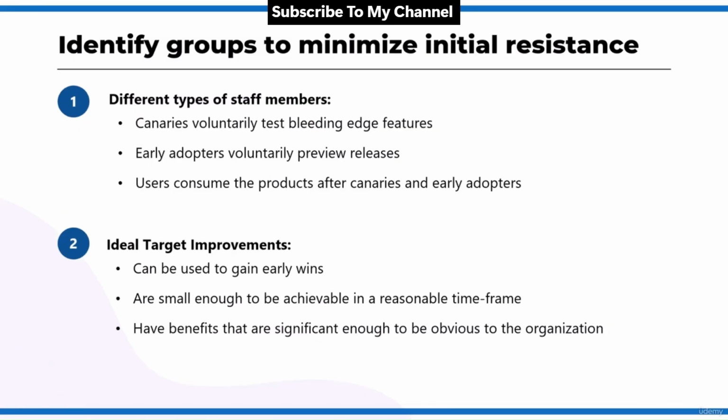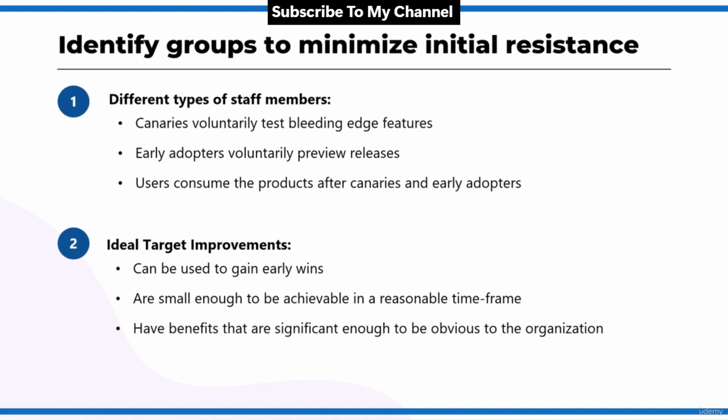Identify groups to minimize initial resistance. Now, not all staff members within the organization will be receptive to the change required for a DevOps transformation. In discussions around continuous delivery, we usually categorize users into three general buckets. We have users who are known as canary users. Canary users are going to voluntarily test bleeding edge features as soon as they are available. In short, they are the most positive ones.